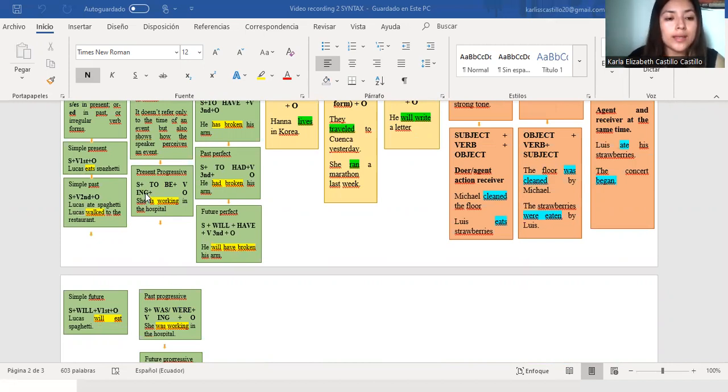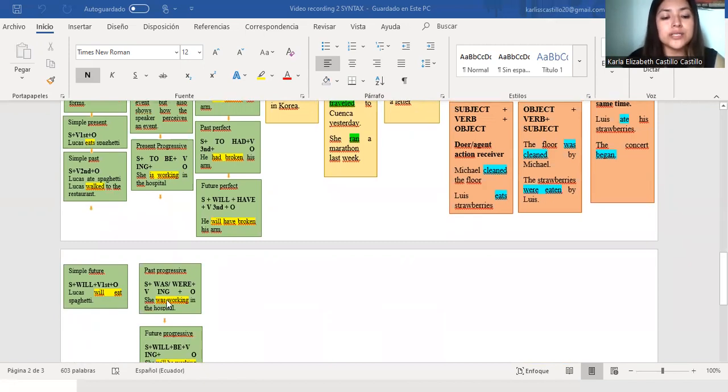In the present progressive, the grammatical rule to write a sentence is subject plus to be plus verb ing and object. For example, she is working in the hospital. Then we have the past progressive. The grammatical rule is subject plus was or were plus verb ing plus object. For example, she was working in the hospital.